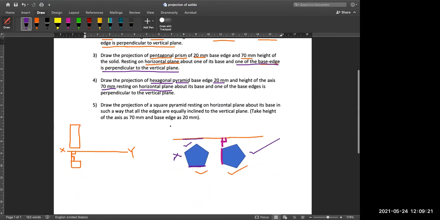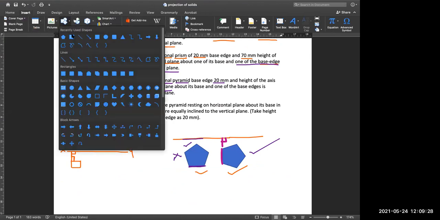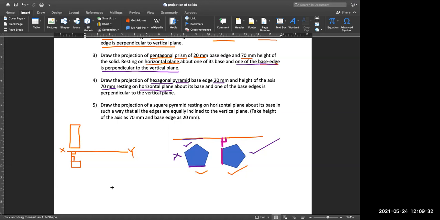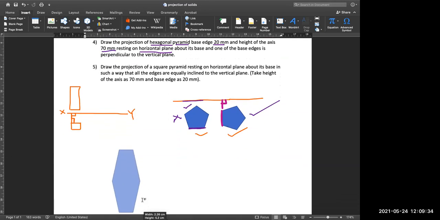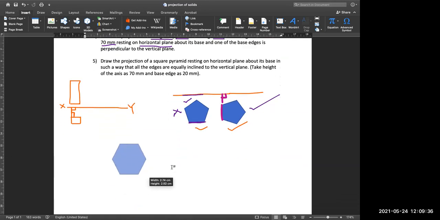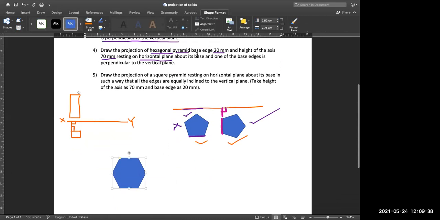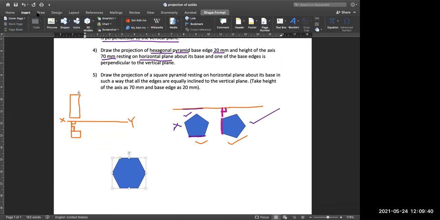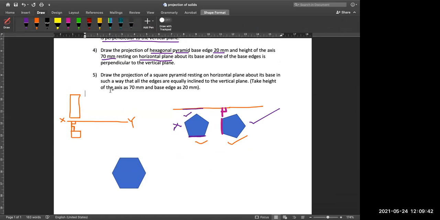So again here in your top view, one hexagon you have to draw. Let me see, do I have a hexagon ready-made here? Yeah, I do have. So you can draw a hexagon like this. Now, what is the other condition that is given that you have to check?